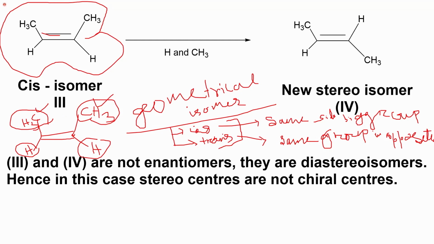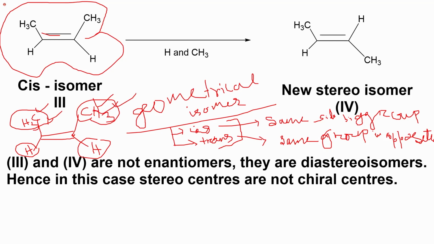So I also said that in geometrical isomerism, two isomers are possible, one is the cis isomer, one is the trans isomer. If you see any molecule with a double bond where the bigger group, or the same type of group, is on the same side, then only you can say it is the cis isomer. So you can see both CH3 are on the same side. So you can call it a cis isomer. So this is the cis isomer.